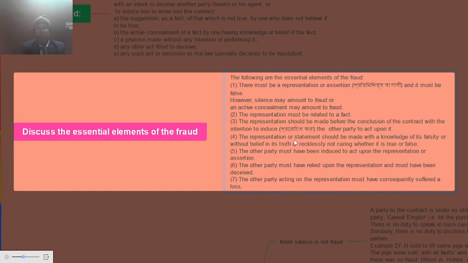Number 4. The representation or statement should be made with knowledge of its falsity, or without belief in its truth, or recklessly not caring whether it is true or false. Number 5. The other party must have been induced to act upon the representation or assertion. Number 6. The other party must have relied upon the representation and must have been deceived. Number 7. The other party acting on the representation must have consequently suffered a loss. So these are the essential elements of fraud.